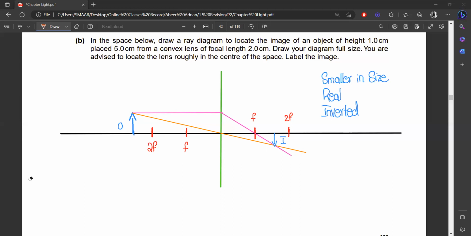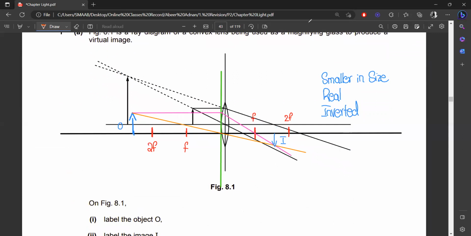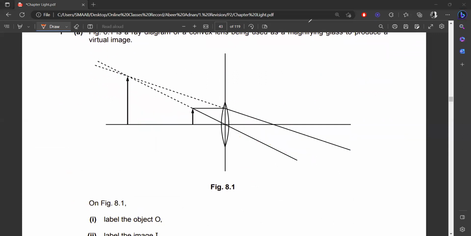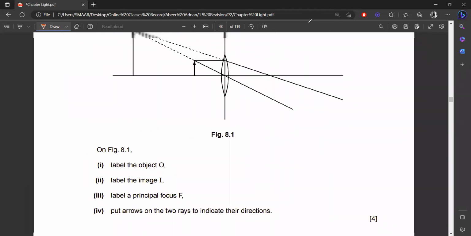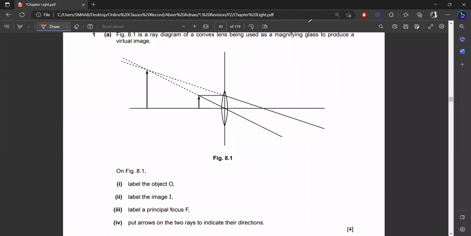Okay, further moving on to the next question. This question is also like the previous one. The diagram shows a ray diagram of the convex lens. On figure 8.1, label the object O. So where is the object? We have to mark O. So this is object O. This will be image I. Place a label at the principal focus. So this is a principal focus, right? Yes. Put arrows on the two rays to indicate their direction.